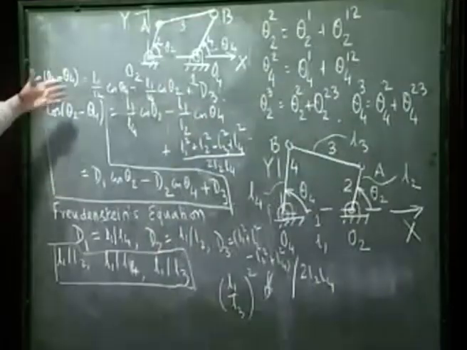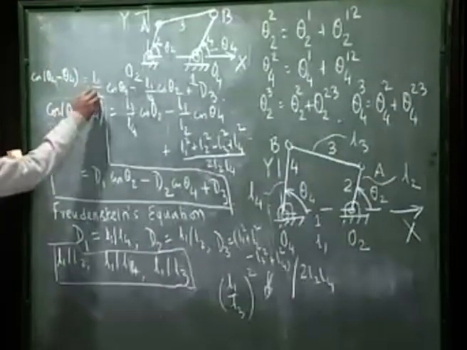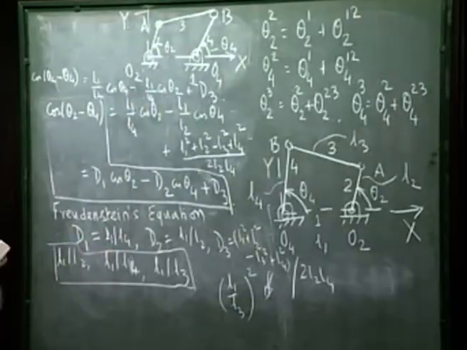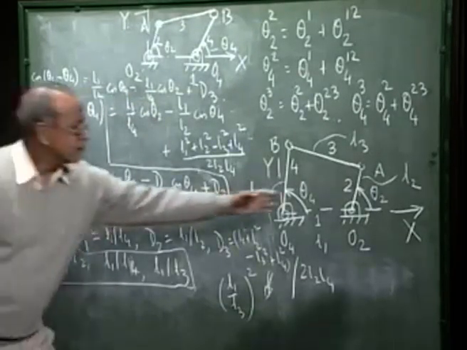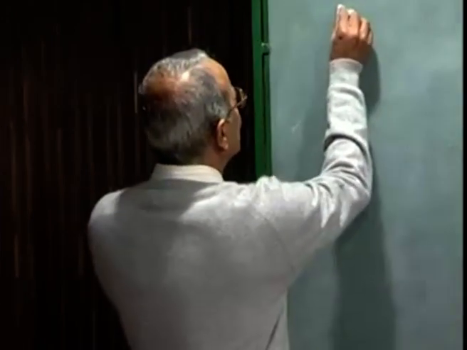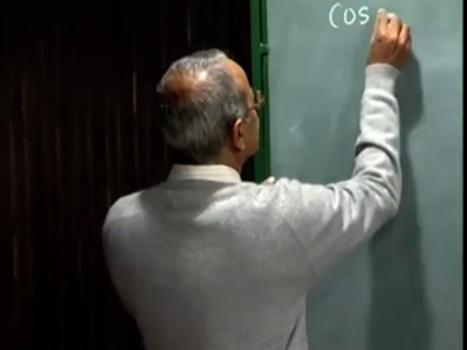So, we define L1 by L2 as one design parameter and L1 by L4 as another design parameter, like the situation we faced here. So, that is the Freudenstein's equation and this is the Freudenstein's method. As explained just now, for 3-position synthesis, we write Freudenstein's equation in this form.